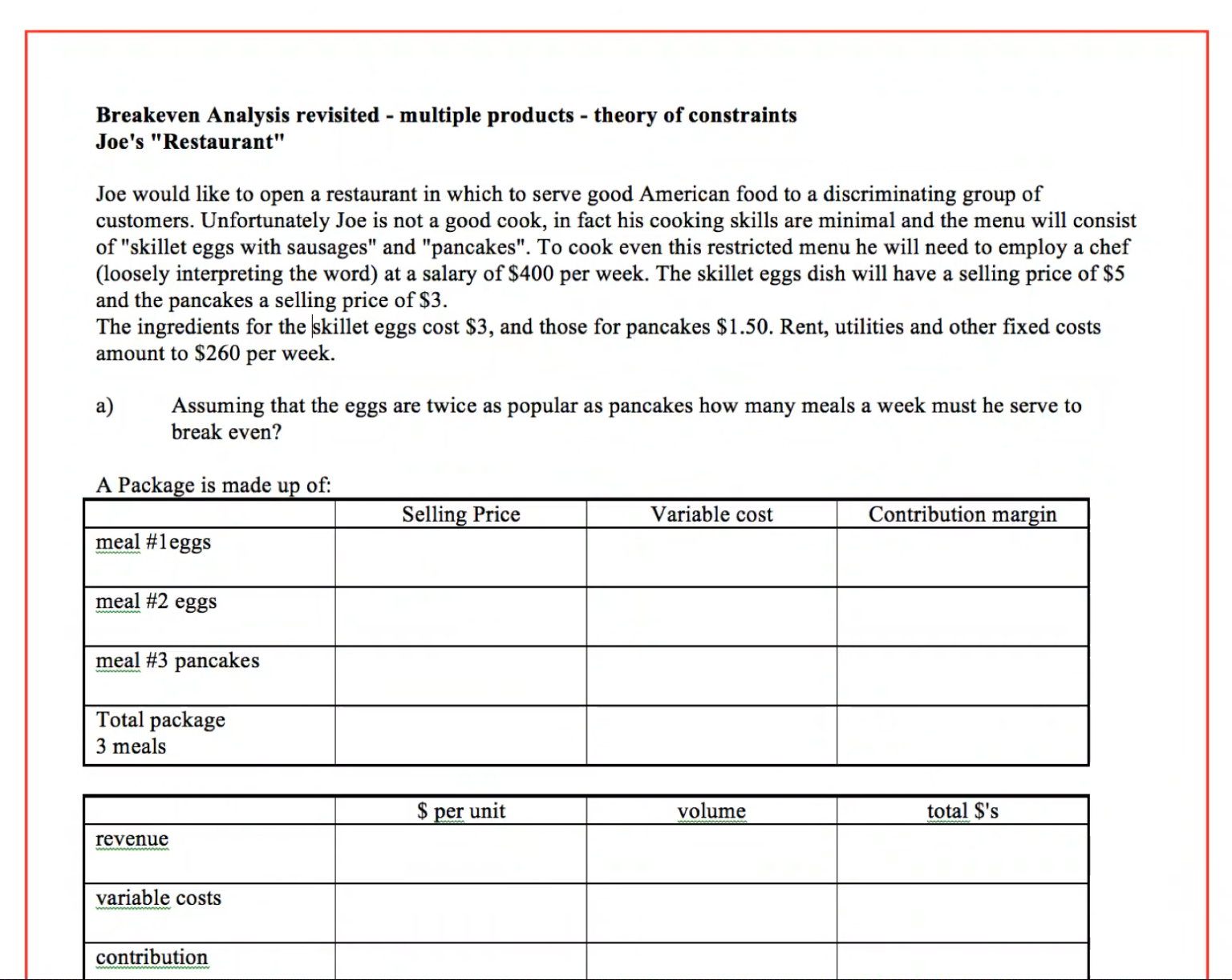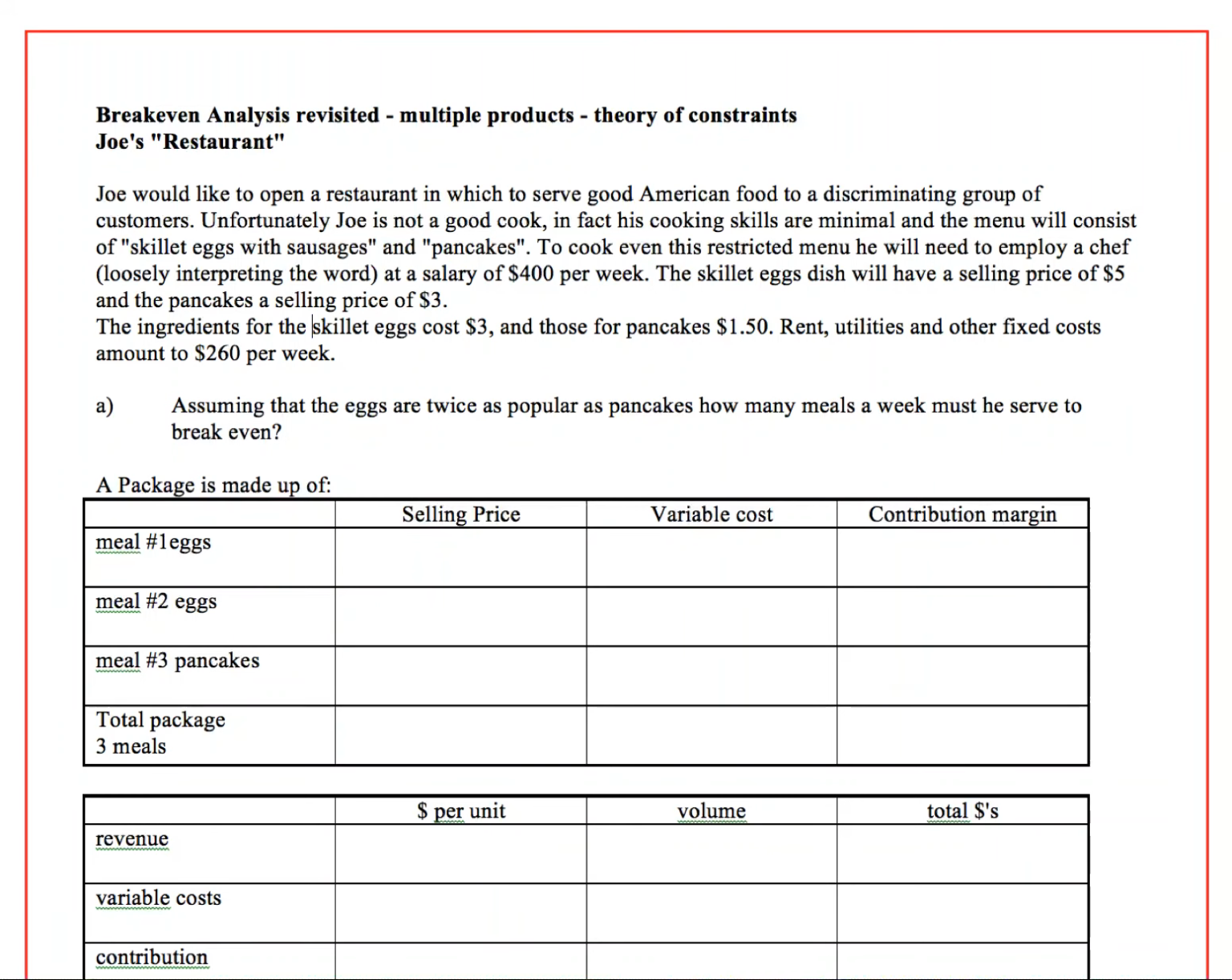So Joe would like to open a restaurant in which to serve good American food to a discriminating group of customers. Unfortunately, Joe is not a good cook, and in fact his cooking skills are minimal, and the menu will consist of simply two items, one of which is skillet eggs with sausages, and the other is pancakes. And to cook even this restricted menu, he'll need to employ a chef, loosely interpreting that word, at a salary of $400 per week. The skillet eggs dish will have a selling price of $5, and the pancakes will have a selling price of $3.